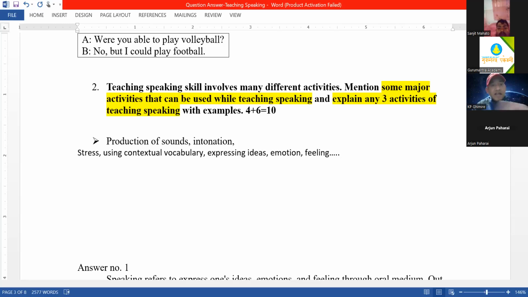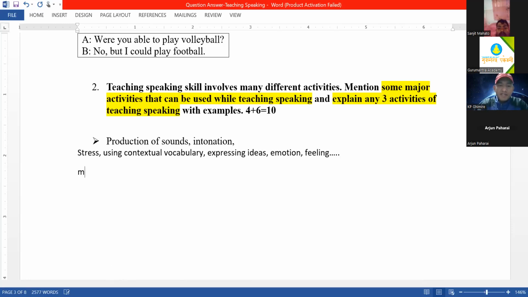But start teaching speaking, so it involves those different activities. And beside this, make a list of, mention, second part, directly go. Write 2-3 sentences only for the first part.